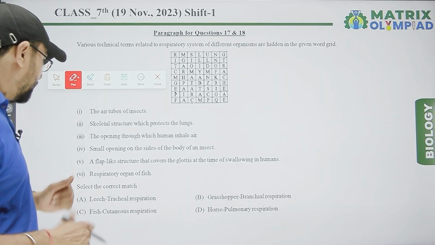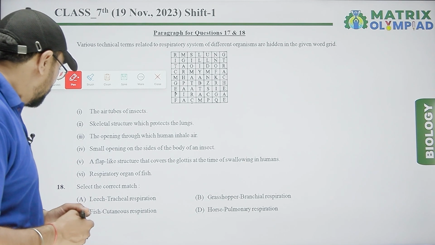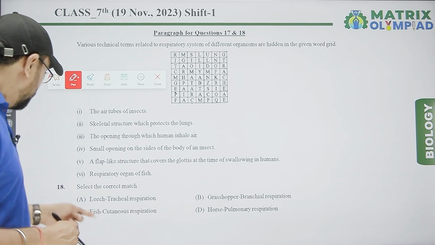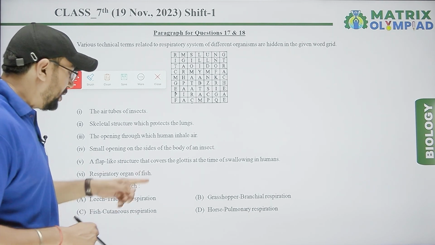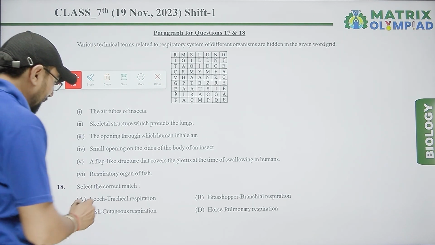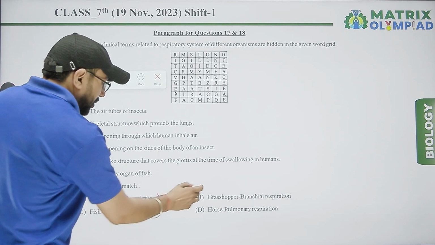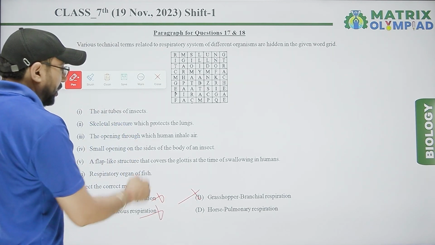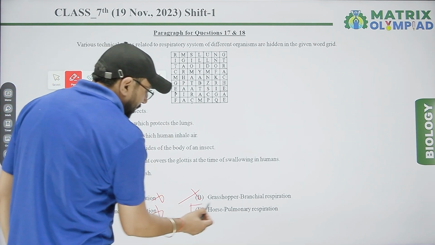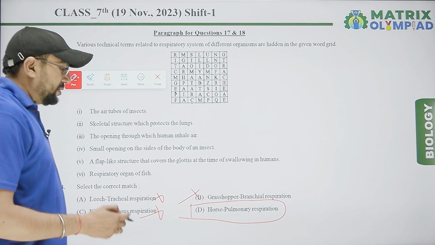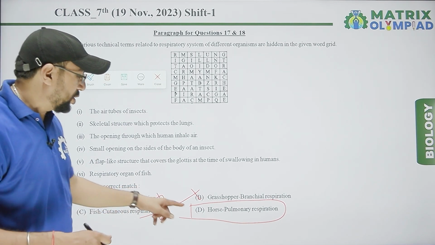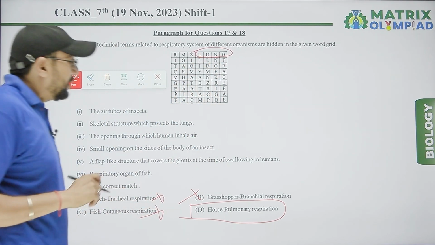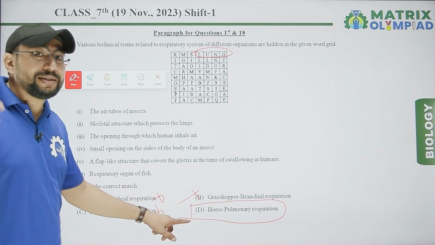Select the correct match for some organisms. First is leech, tracheal respiration. Next, grasshopper, branchial respiration. Fish, cutaneous respiration. Horse, pulmonary respiration. Leech, tracheal respiration, that is wrong. Grasshopper, branchial respiration, wrong. Fish, cutaneous, wrong according to this grid. And horse, pulmonary respiration means lungs. So horse, pulmonary respiration, option D is correct. Lungs is the right answer. Option D is correct.